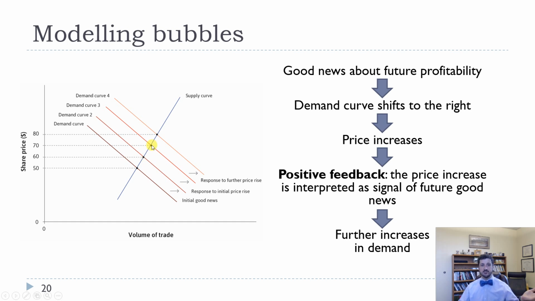Oh, well, now the price has gone from 50 to 70. That's clearly a really valuable stock, and so I should buy it. That shifts the demand curve again, and we're up to 80, right? And so what we get is a positive feedback loop that increases demand because of the higher price, which you wouldn't necessarily see if you're buying a pair of pants. Oh, the price is high.